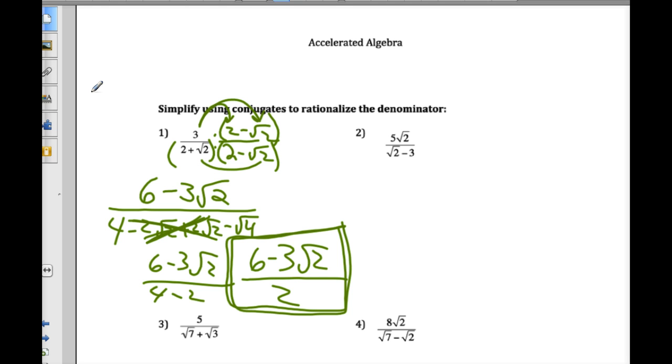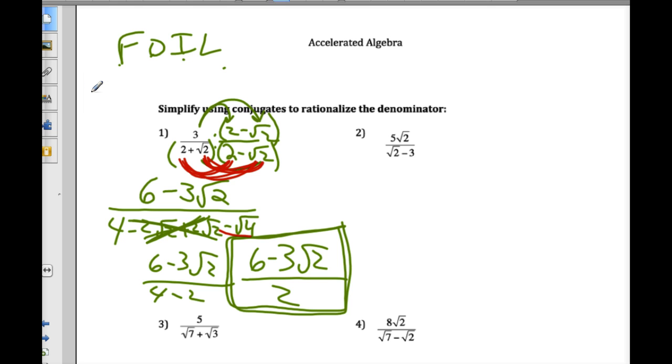Good point. Briggs, question. How do you set up the FOIL? You multiply your first pieces together, your outside pieces together, your inside pieces together, and your last pieces together. First: 4. Outside: minus 2 radical 2. Inside: plus 2 radical 2. Last: minus radical 4. First, outside, inside, last. Another reason, guys, why we do FOIL.